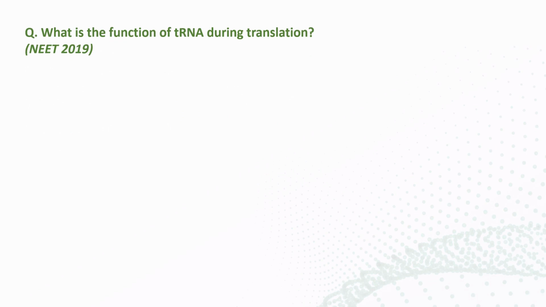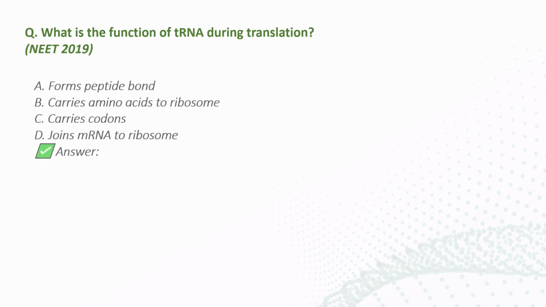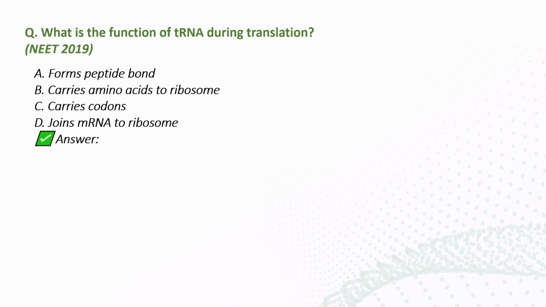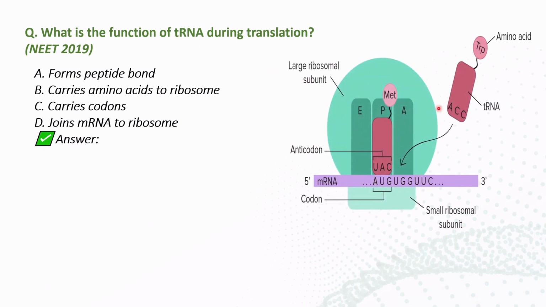So what is the next question? It is from the translation itself. What is the function of tRNA during translation, they are asking here. If you know, translation means what? Synthesis of proteins, or the amino acid chains, from the mRNA. Simply you can say that it is synthesis of proteins from the mRNA with the help of the ribosomes. That is nothing but translation here.